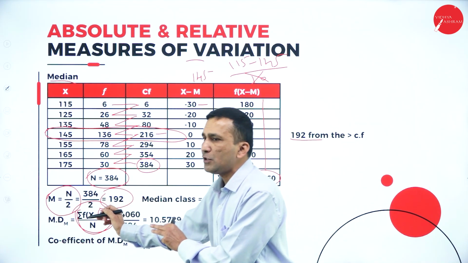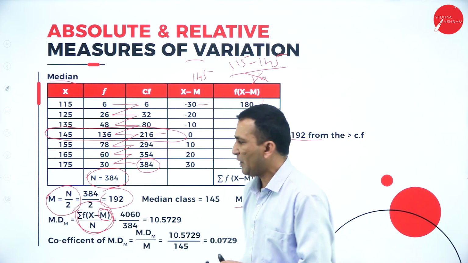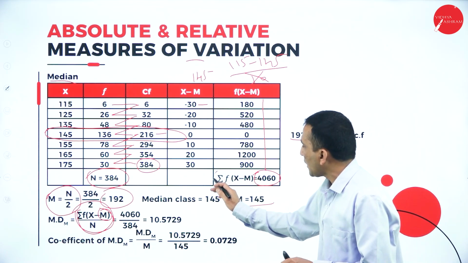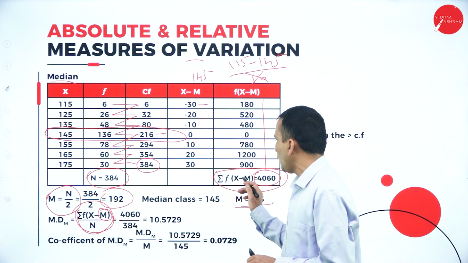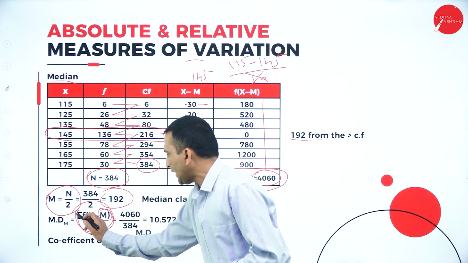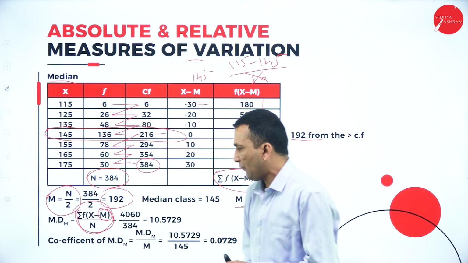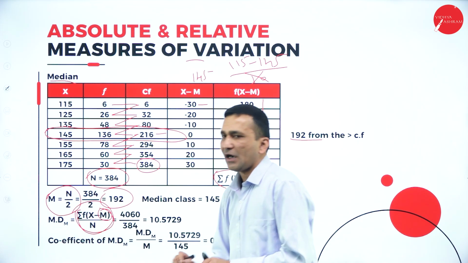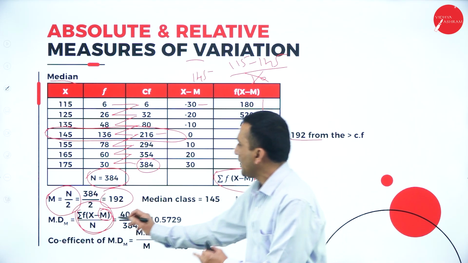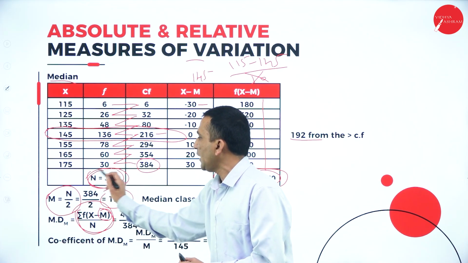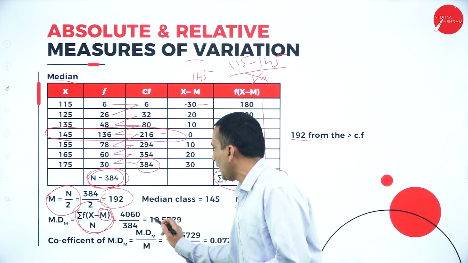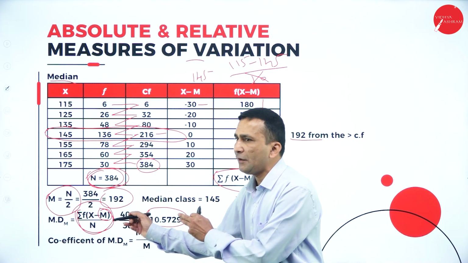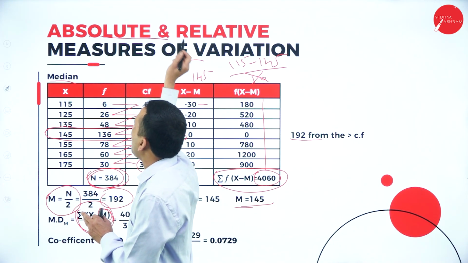Now we are able to simplify with the help of the formula. Using this table, we are getting the complete sigma f into x minus m. After getting this value, now we need to simplify. Here sigma f into x minus median, I am writing 4060 divided by n, because the frequency total I am getting is 384. After simplifying, I am getting 10.5729.